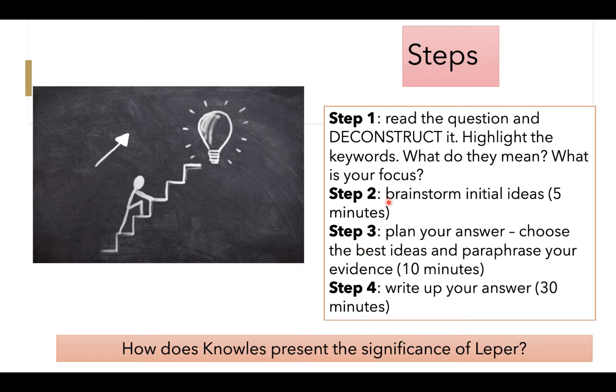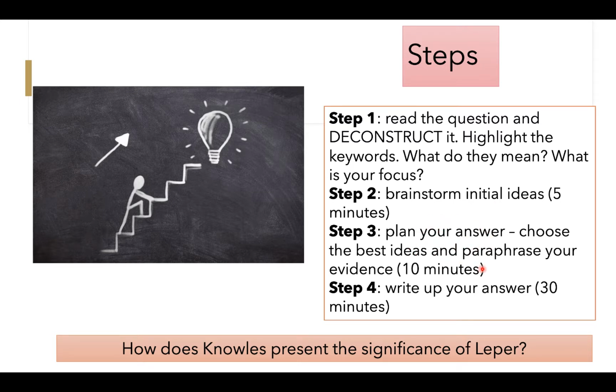Step two is where we brainstorm initial ideas. Note I put the word initial here because what you want to do is throw everything that's in your brain onto the paper first of all. So get all of your ideas out, and then go back, have a look at all of your ideas, cross out the ones that are not strong enough or not relevant, and decide on which are your strongest points, and then they become your firm plan.